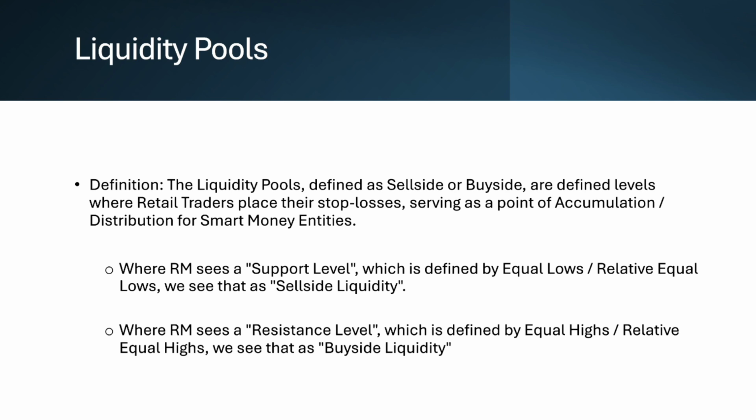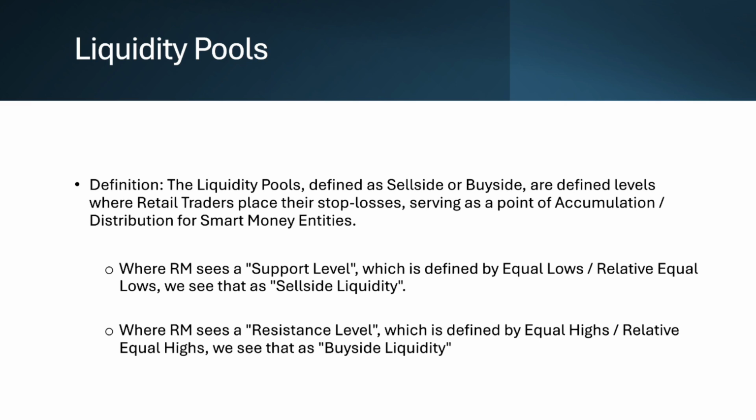This means that where retail money sees a support level, which is defined by equal lows or relative equal lows, we see that as sell side liquidity. At the same time, this can also be seen as a singular swing low.